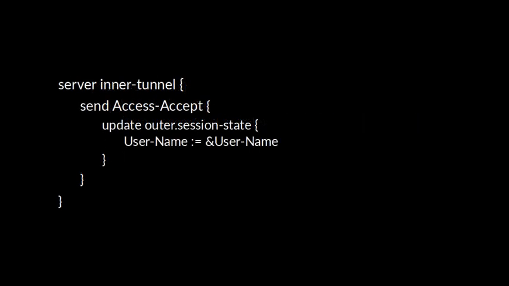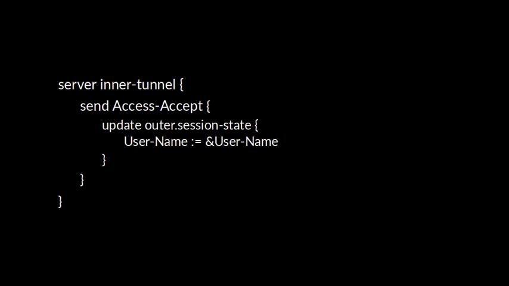Then in the inner tunnel, on an access accept or an access reject, we can then update the outer session state. So it's not the session state in the inner, it's the outer session state with the inner username. Because obviously normally the radius request comes in with an outer username, that's not going to necessarily contain the actual username that's being used to log in. That's in the inner tunnel inside EAP.